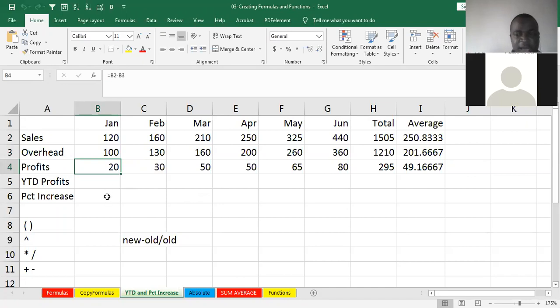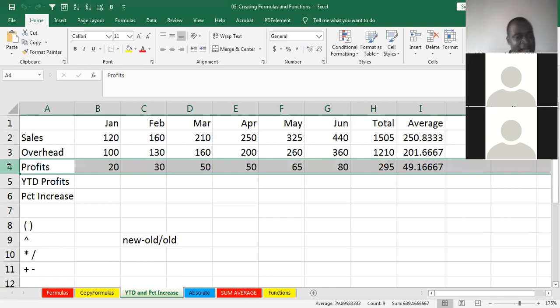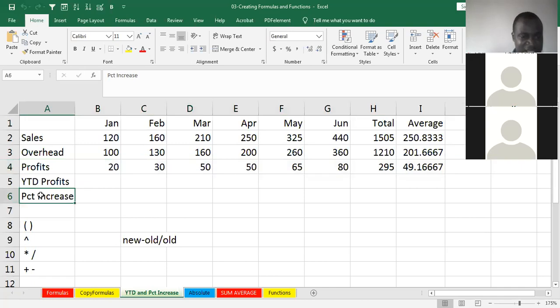Now, if you have this and they ask you to calculate the percentage increase between January and February and March, you understand what I'm saying? You are seeing the profit that was made. If you are given this sheet and asked to calculate the percent increase, this is the percent increase here. Are we together here?